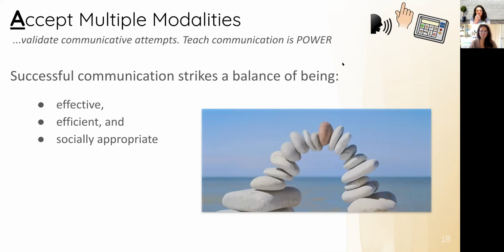So successful communication strikes a balance of being effective, actually getting our message across, efficient with how fast and easily we're able to get it across, and also socially appropriate. Within whatever situation it is, the manner in which we communicated, with whatever modality we used, whether one of those unaided forms or one of the aided forms, was appropriate for the situation.